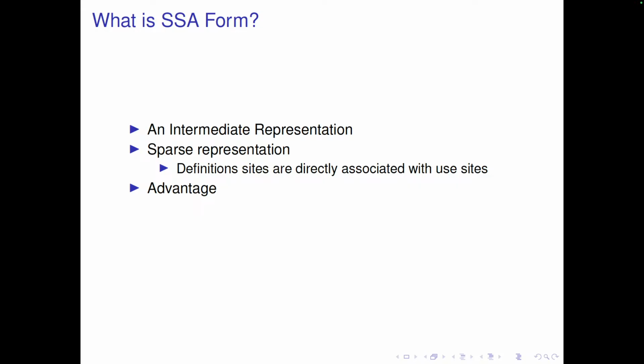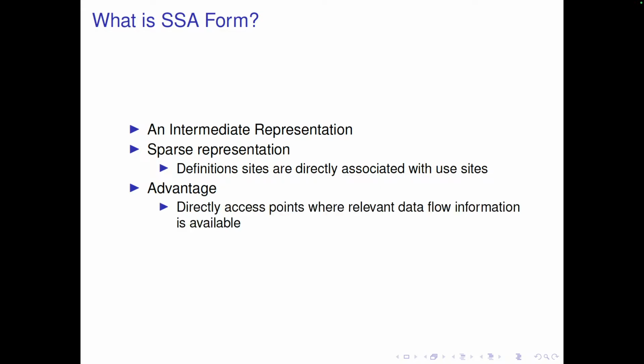With such a restriction, there is only one assignment to x. How can it be killed? If x star y is there, it has to be the same expression. So you can directly access points where relevant data flow information is available. Because assignments are the most challenging thing in a data flow analysis. That's where information changes.